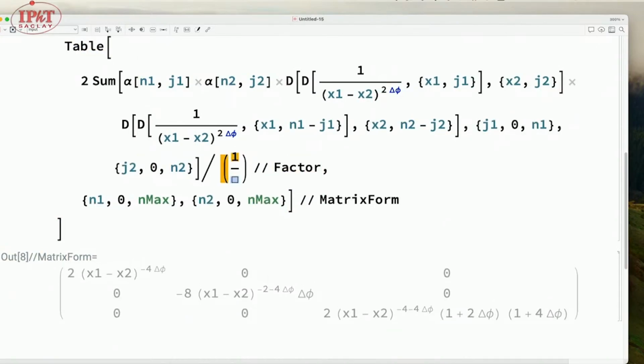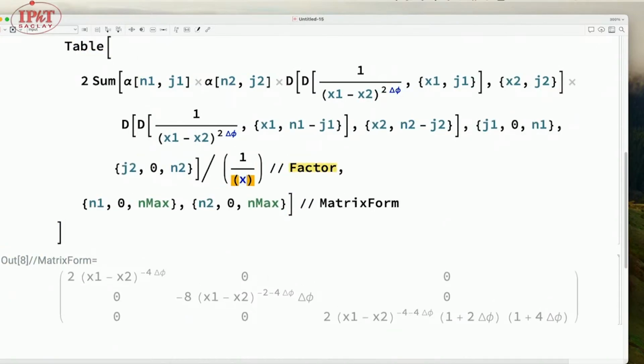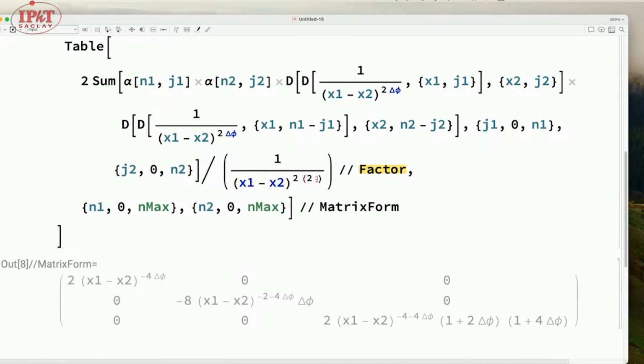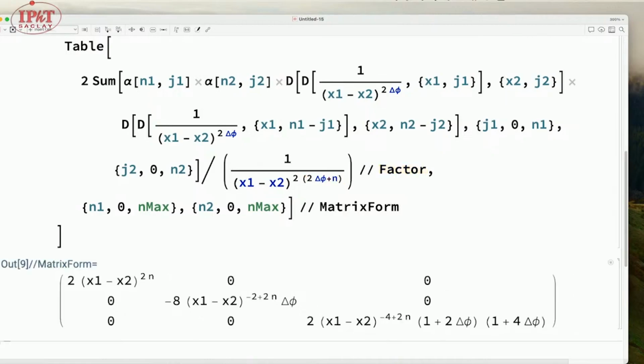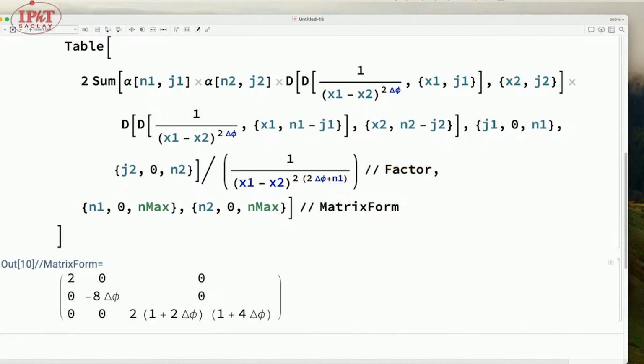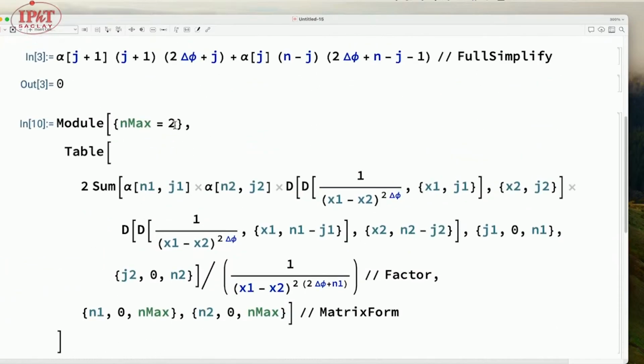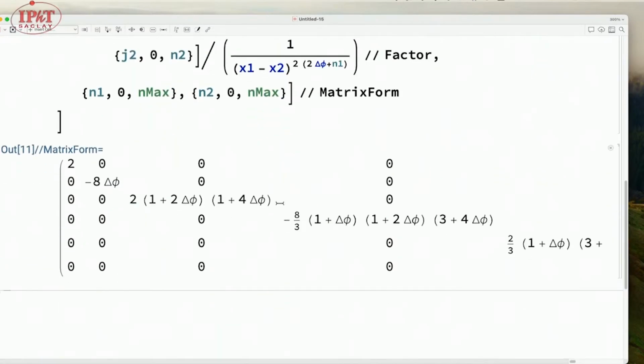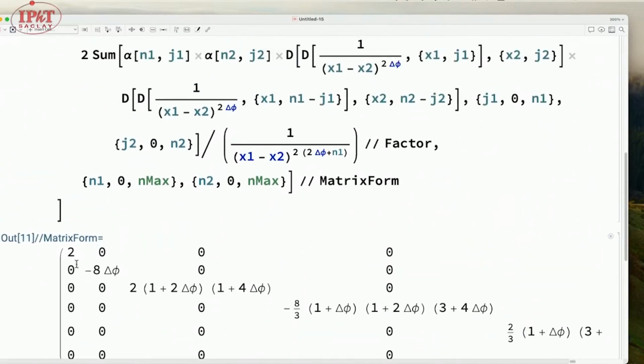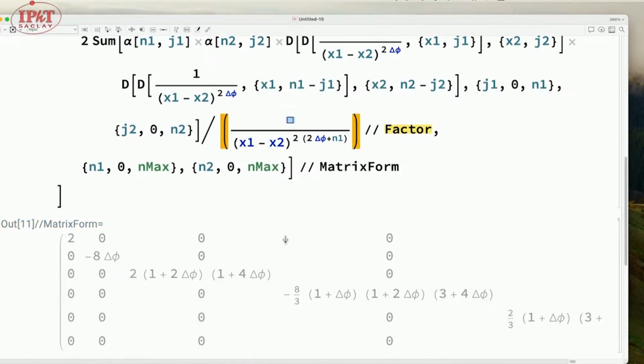Okay, so we are going to divide by what we expect to be the correct dependence on x1 and x2. So that's 2 times 2 delta phi plus n. Sorry, n1 in this case, because there's no n. Okay, so now we got rid of... everything is diagonal, even for a 5 by 5 matrix. Okay, let's just try to guess this factor. So there is some -1 going on.